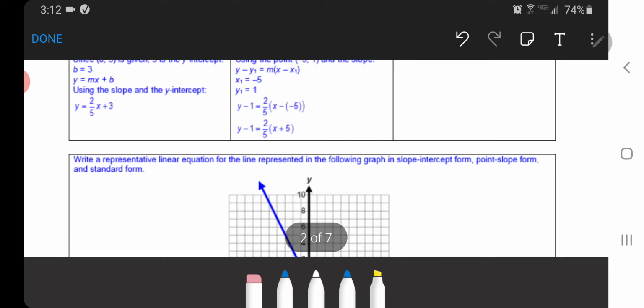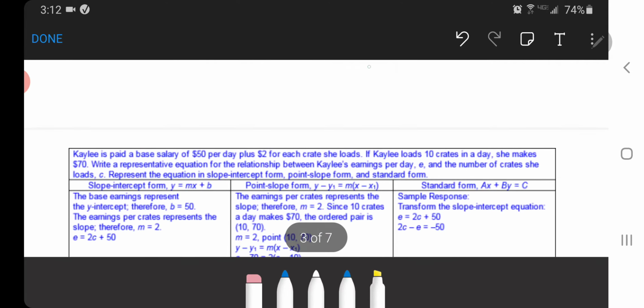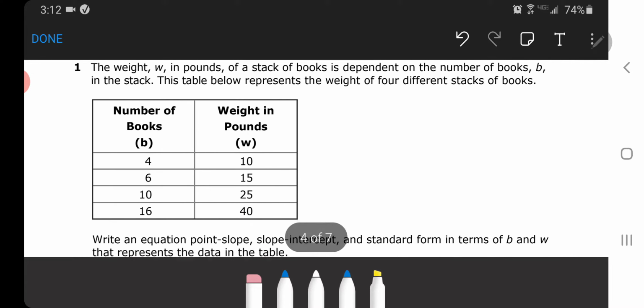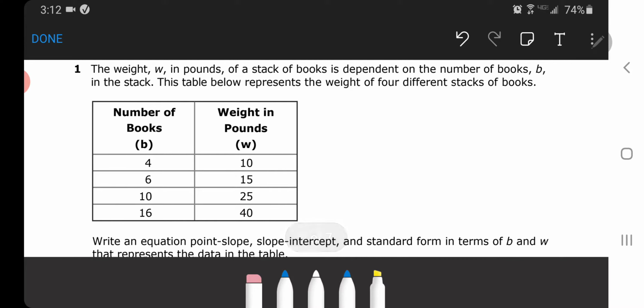Okay. Some sample problems if you want to go over. All right. In this question it says, the weight W in pounds of a stack of books is dependent on the number of books B in the stack. So once again, the weight is dependent. So of course this is like our y value, the W. It's our dependent. And B is the number of books. So of course B is our independent, or aka like our x value.